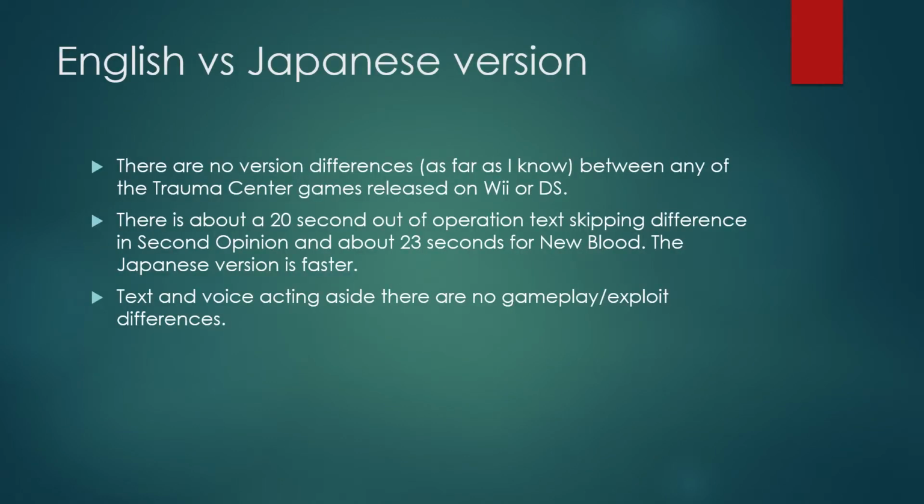So to start off, there are two languages that I know of with Second Opinion and New Blood. I guess the DS games also have English and Japanese versions, but outside of gameplay, there really isn't. Well, the gameplay is the same. It's just the text is different, and it may not seem like it, but there's a 20-second difference between out of operation text skipping in the Japanese version of Second Opinion and 23 seconds in New Blood. The reason why it's faster is because Japanese has more information per character than English.